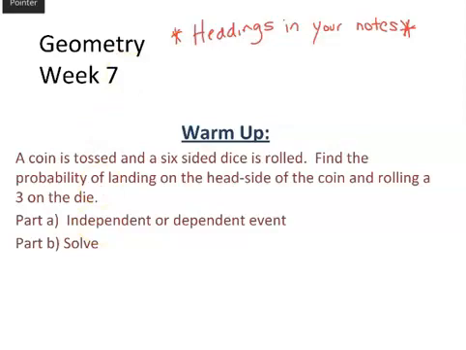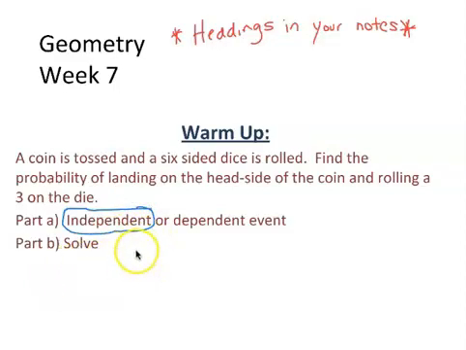All right, so is this an independent or dependent event? Do these two events affect one another? Does tossing the coin affect the number that we would get on the dice? No, these two events are independent of each other. One outcome does not affect the outcome of the other event, so it's an independent event.